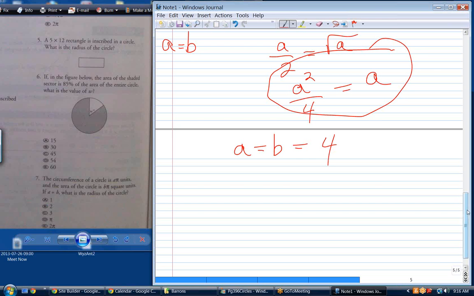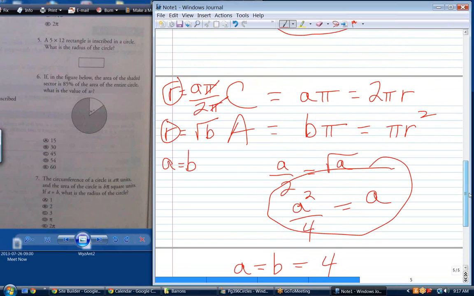Now once we know what A and B are, it's easy enough to solve for r. Since A is 4, we have 4 pi equals 2 pi r. r must be 2. Okay. Now that was an awfully long problem. Let me just check their answer. Okay, I did kind of go the long route on that. Let's go back and take a look at that.